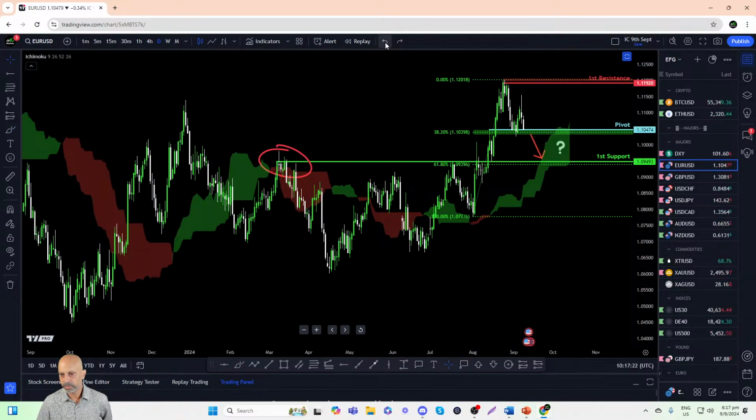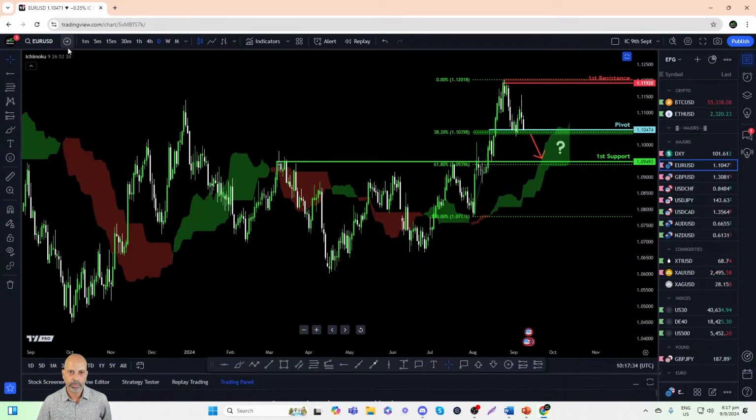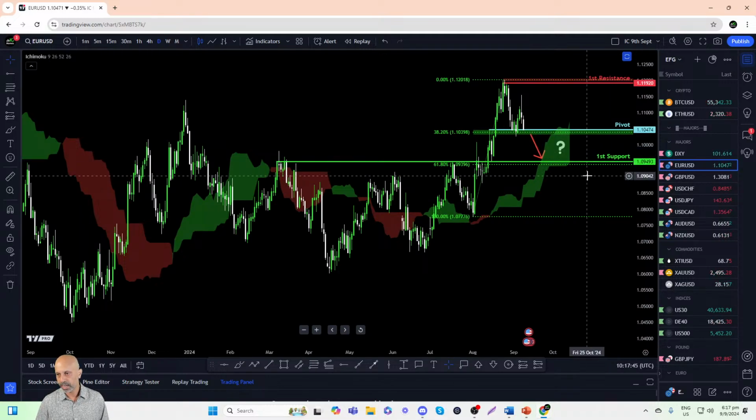So if we do see this bearish breakout take place for the euro, we can then target a suitable take profit level at around the first support. Remember, a bullish breakout for the dollar index is very likely going to translate into a potential bearish breakout for the euro. And if we do see the downward momentum gain traction, we can identify a suitable take profit zone at the first support, which is at 1.0949.